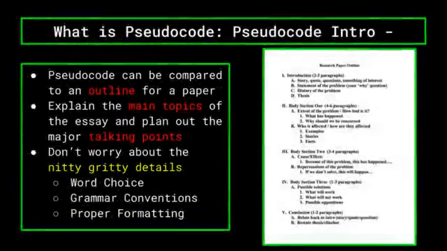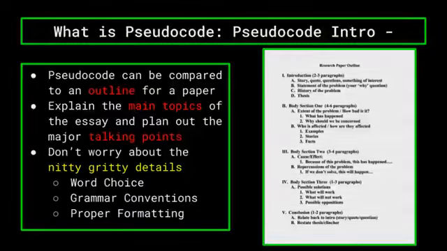Pseudocode is very similar to constructing an outline for a paper that you're writing. You write down the main topics of the essay and plan out your major talking points, but you don't worry about the nitty-gritty details of it all, such as word choice, grammar conventions, and proper formatting. By doing this, we allow ourselves to think freely and not worry about stressing the small stuff, at least not yet. Alright, now that we know what pseudocode is, let's talk about how we write pseudocode.